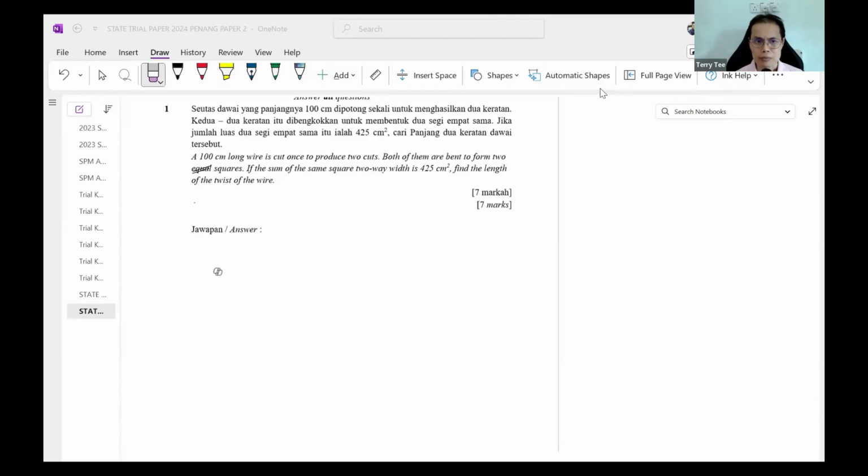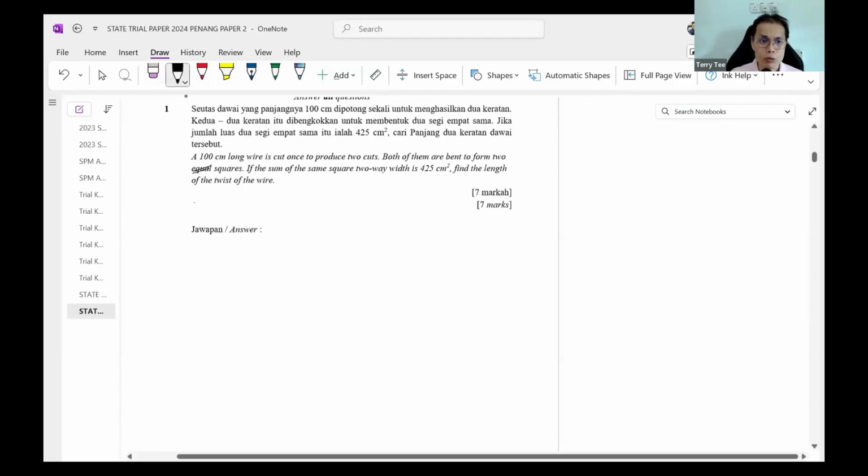Right here we have a 100 cm long wire that is cut into two pieces. Both of them are bent to form two squares. It's not equal squares, it's two squares, right?